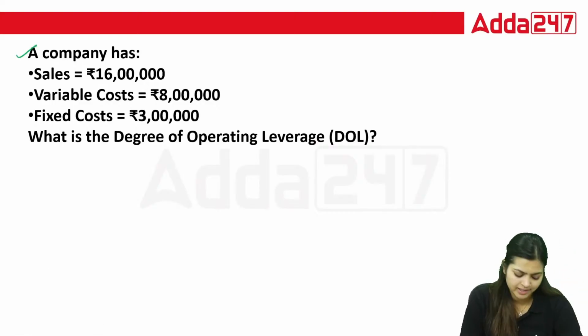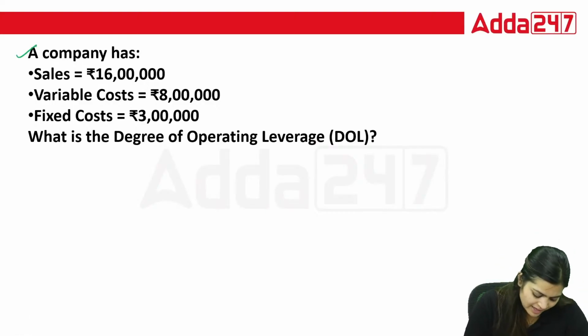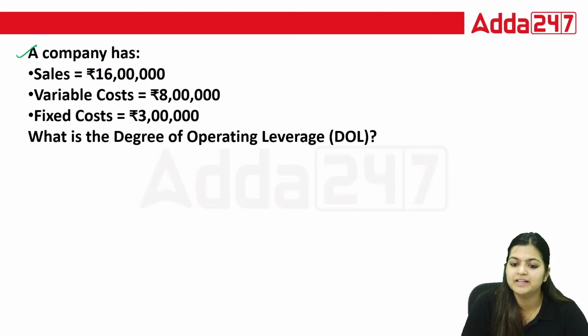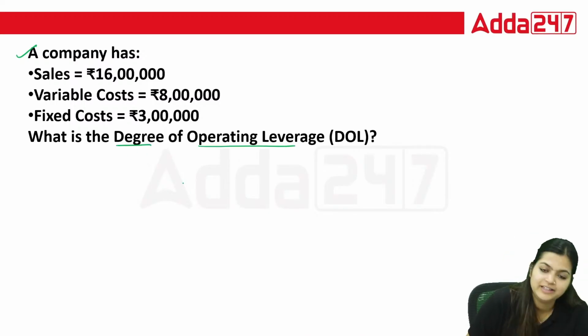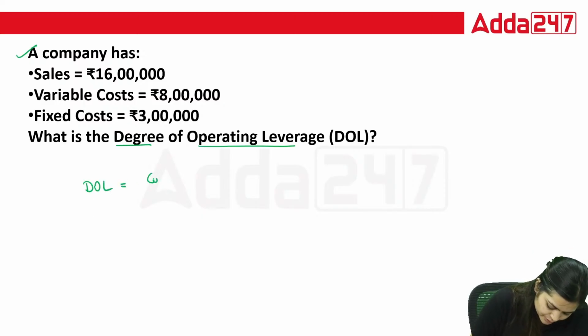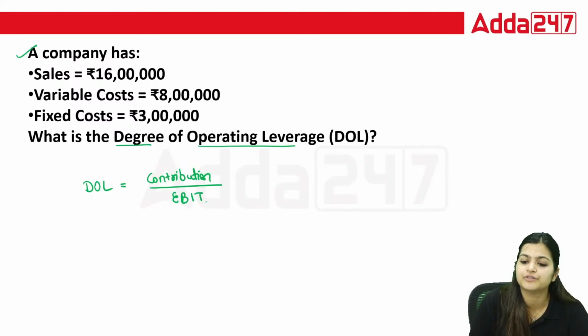A company has sales of 16 lakh, variable cost 8 lakh, fixed cost 3 lakhs. Now what is the degree of operating leverage? Here you need to calculate the degree of operating leverage. And what is the formula we are going to use here? We are going to use contribution divided by EBIT.